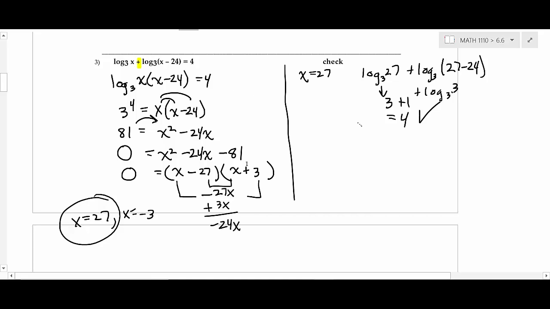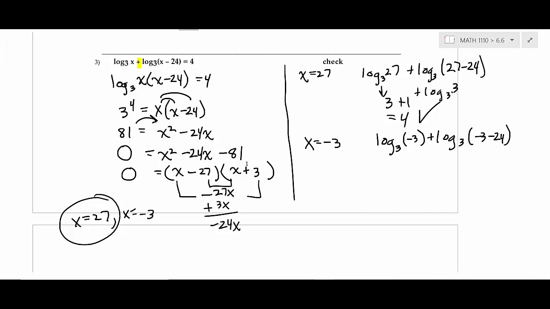Now let's go with the negative 3. We're going to plug it into the original equation. So that would be log base 3 of negative 3 plus log base 3 of negative 3 minus 24. All right, there's a problem with that. Does anybody know what that problem is? It doesn't work. I already know why. Do you? There you go. Good. You can't take a log of a negative number. So that right there is undefined.